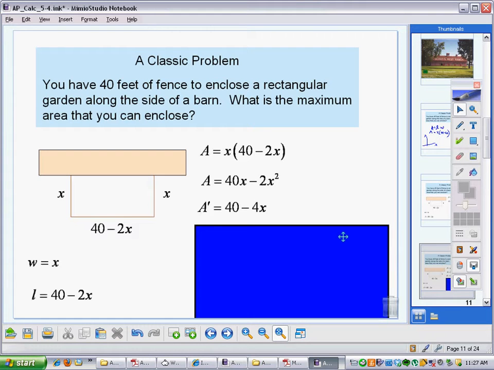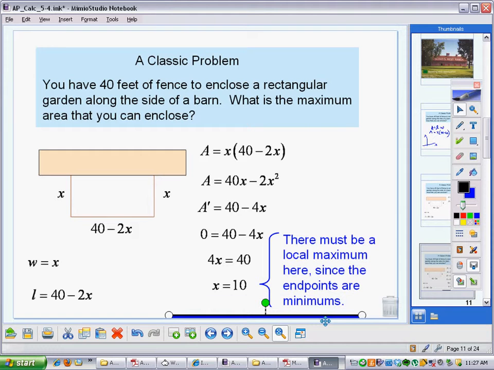And then 40 minus 4x, bring the 4x or the 40 over, set it equal to 0, and you got a simple 10. Did 10 answer your question? No, don't forget to answer your question. What's the maximum area? So plug in 10 into your side. Obviously this side is 10 and this side is 40 minus 20. So it's 20. So what's the maximum area?